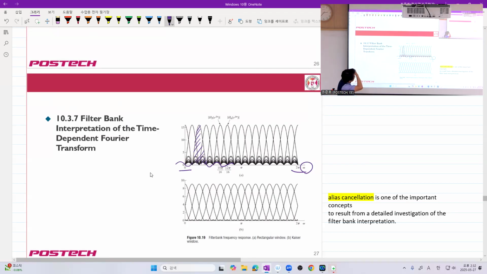16 of them? Yeah. So is it 16? Yeah, 16 filters cover the entire 2 pi.